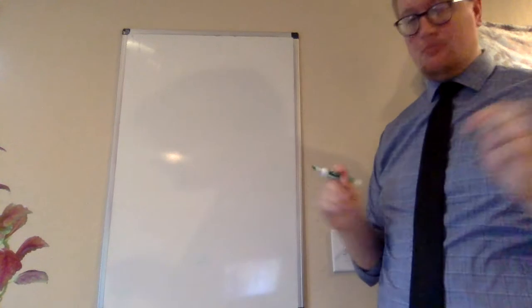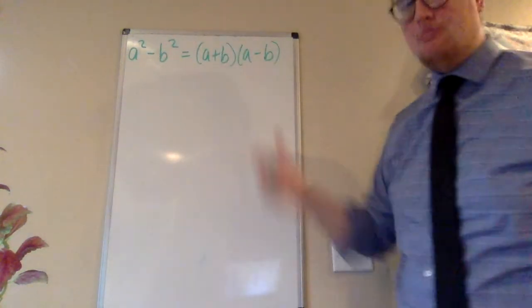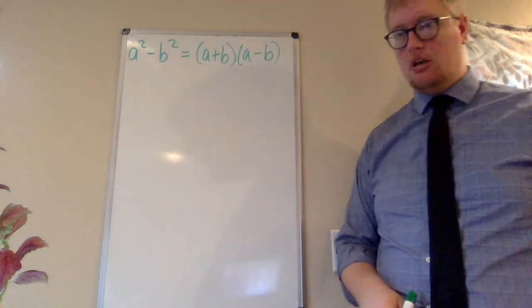Okay, there's two problems that are going to look like that. And there are two problems that are going to have to do with the difference of squares formula, which is something that I've shown you like a million times. A squared minus b squared equals a plus b, a minus b. Doesn't matter what plus or minus comes first.